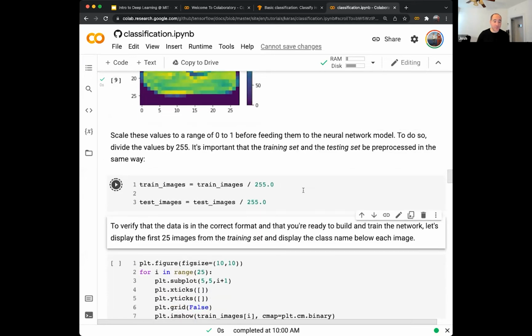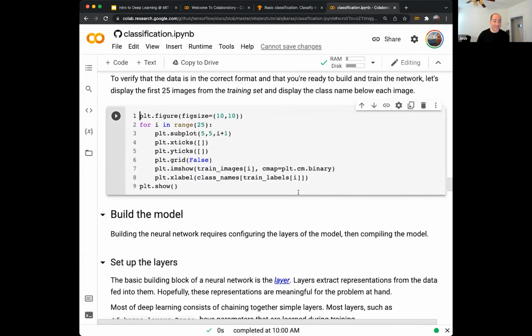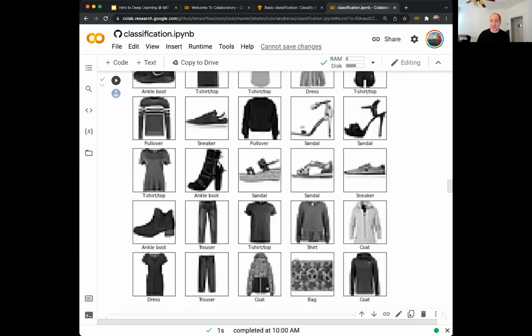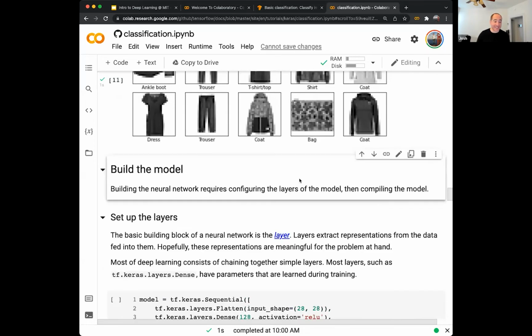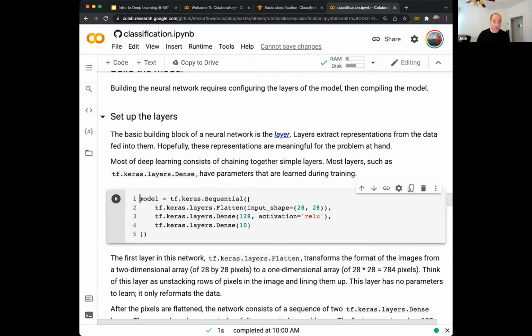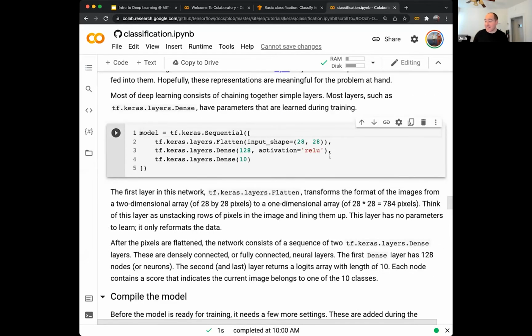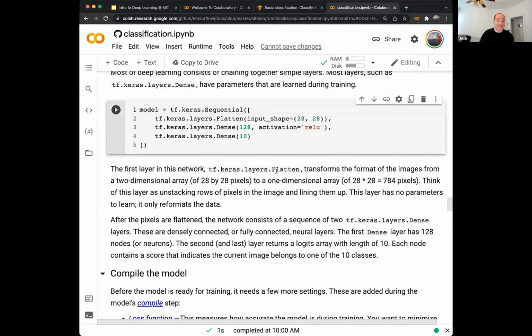There's some code here to pre-process the data, and we're normalizing it. We're displaying the data. A really important skill in deep learning, which sounds silly, is just looking at your data and understanding exactly what's in your data set very carefully. Okay. So now it's time to actually define the neural network.